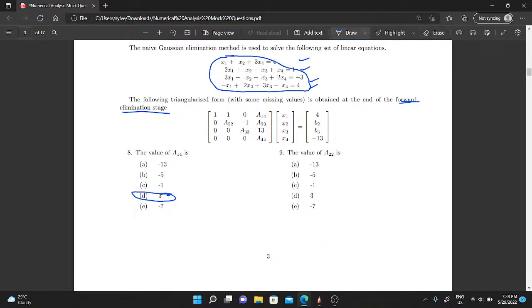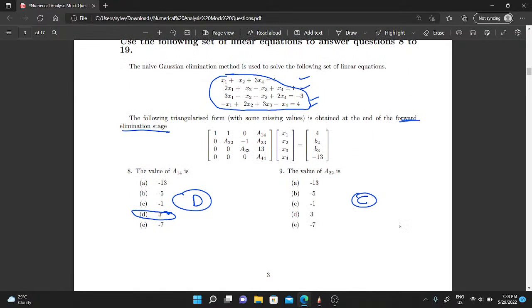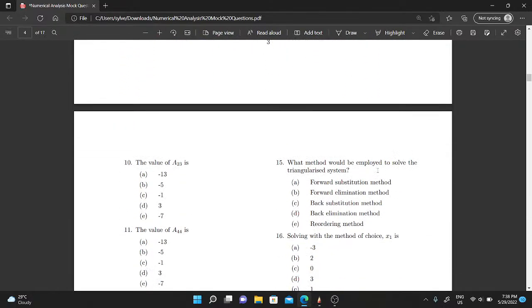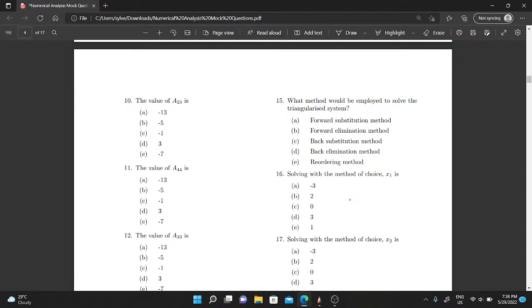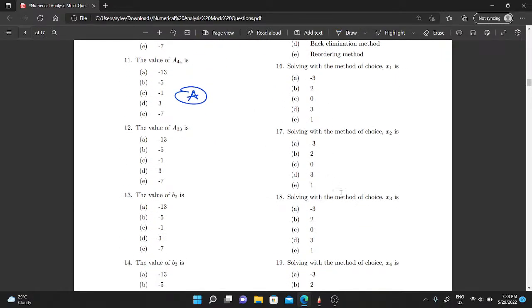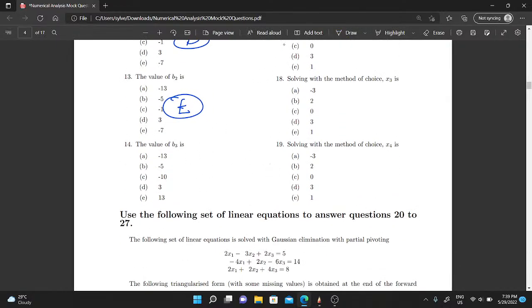So please, let's move. As I said, number 8 is D. I would please slow down, sorry for going a little fast. Number 8 is D. Number 9 is C. As I said, please write them down and then check with us. We are right, but please do check with us. Number 10 is B. Number 11 is A. Number 12 is D. Number 13 is E. Number 14 is E.